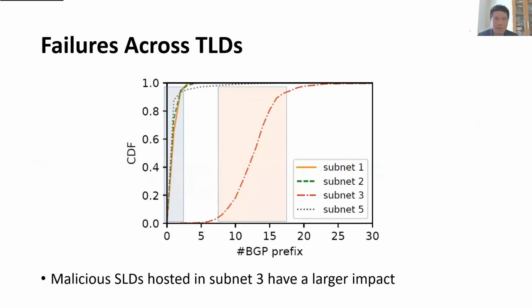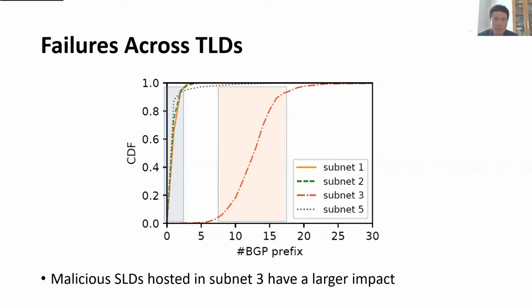After finding the prevalence of malicious new GTLD domains, we go one step further and explore the impact of these malicious domains. This figure presents the distribution of the number of end users' BGP prefixes requesting each malicious SLD. Except the SLDs hosted in Subnet 3, other malicious SLDs affect only one or two networks.